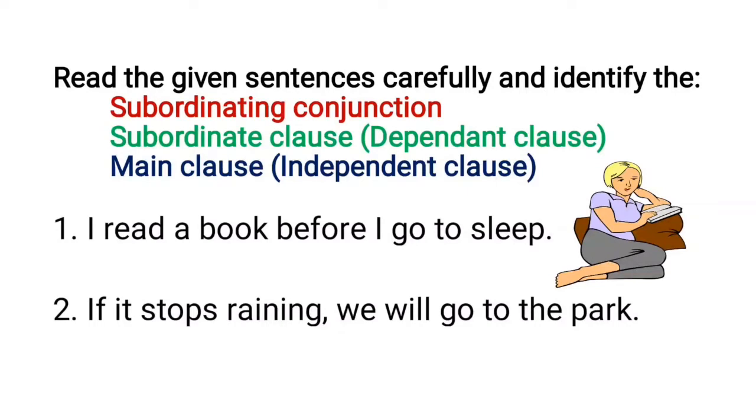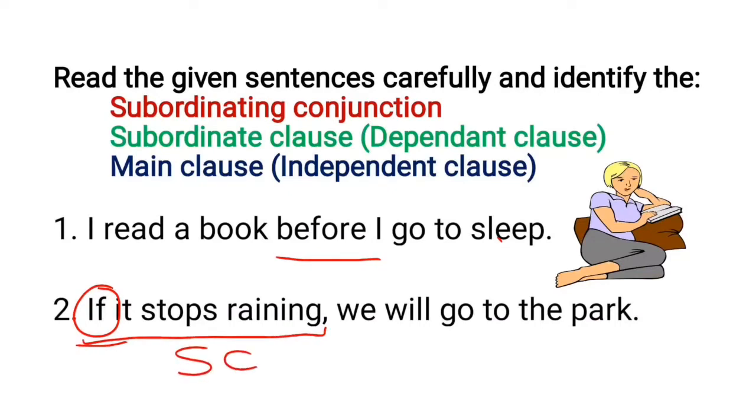If it stops raining, we will go to the park. Here, the subordinating conjunction is if, and the main thing to notice here is it is used in the very beginning of the sentence. So it is not always necessary that a subordinating conjunction will always be used in the middle of the sentence. It can be used in the beginning of the sentence. And in this sentence, it has been used in the very beginning. And it is used with a subordinate clause if it stops raining.